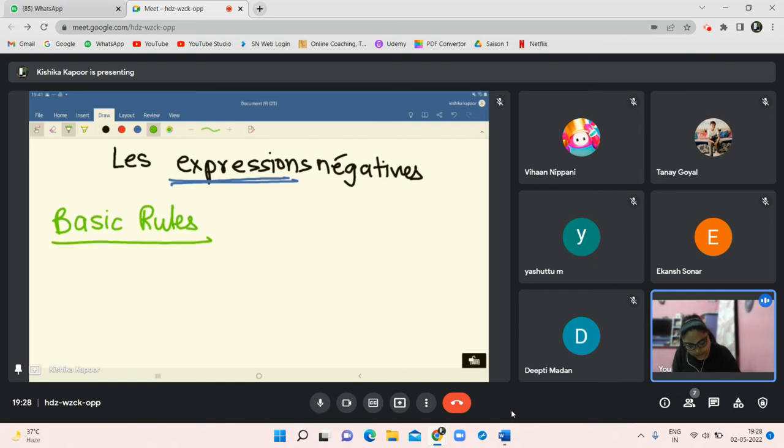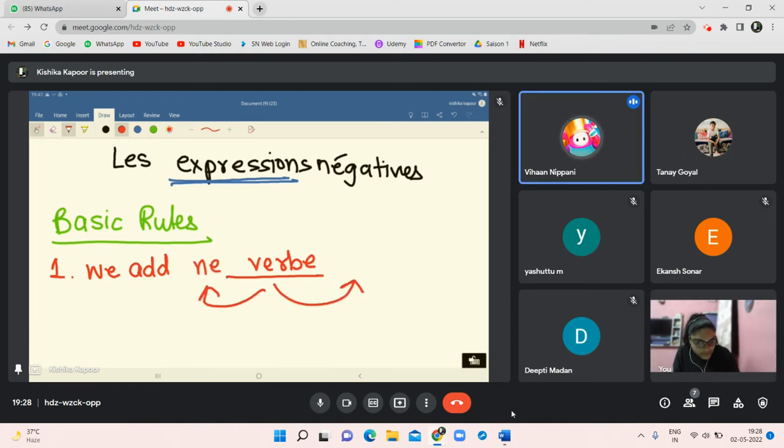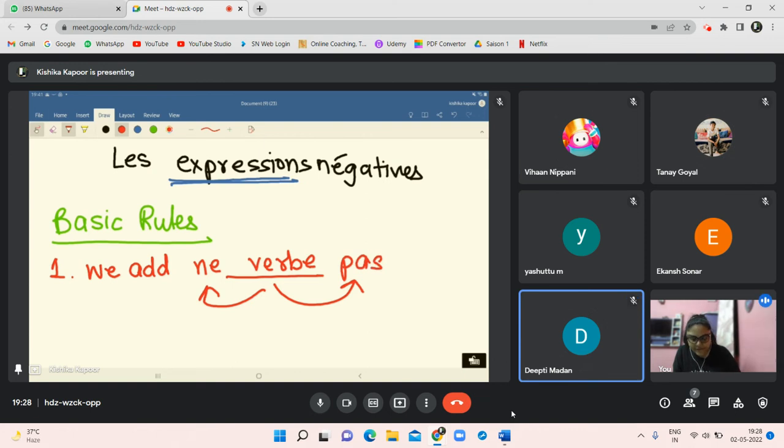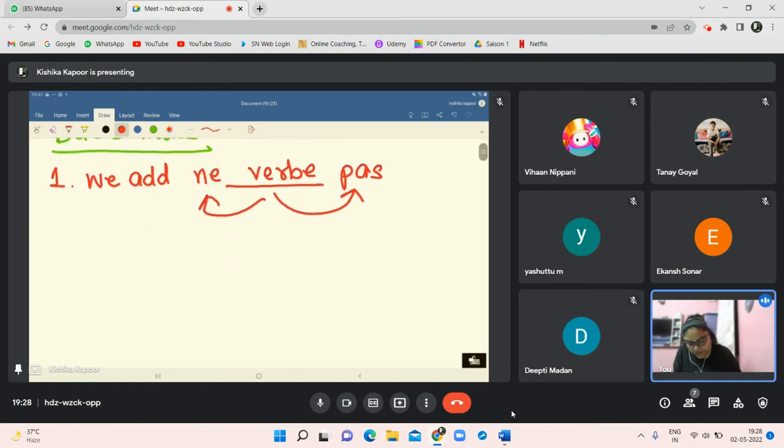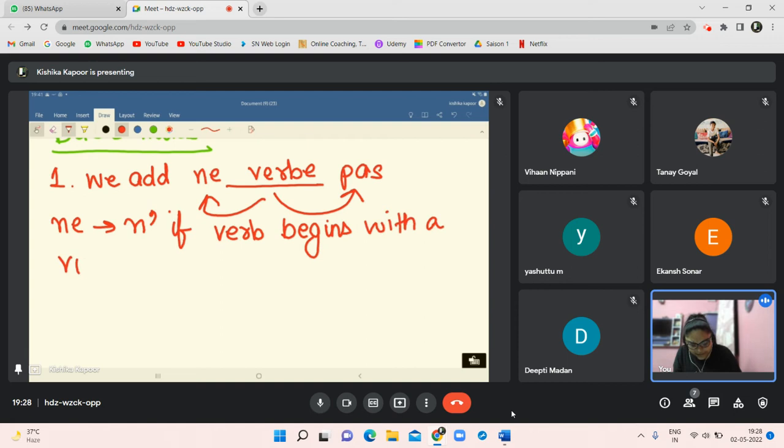What are the basic rules of negation? To make a sentence negative, we add... What do we add before the verb? No, correct. What do we add after the verb? Correct. This is your very basic rule of negation. After that, we also know that your "ne" is going to become an apostrophe if the verb begins with a vowel. This is a very, very basic rule of la négation, which you have been doing for a while.